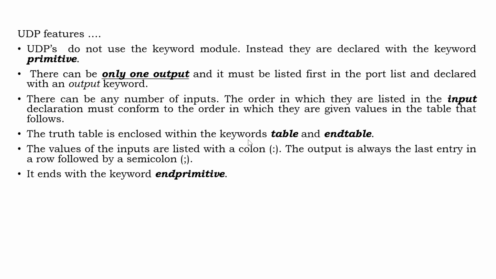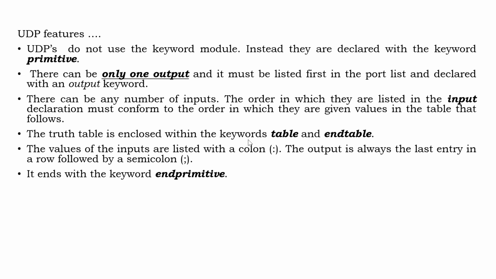UDP does not use the keyword module. It doesn't have any module. Your design program will always start with the module and end with the endmodule. Like that, it cannot use the module keyword. Instead, they are declared with the keyword primitive. You should write primitive instead of module. After that, as before, a primitive identifier is required, like the module name, here the primitive name.